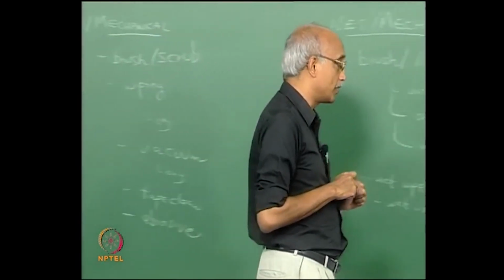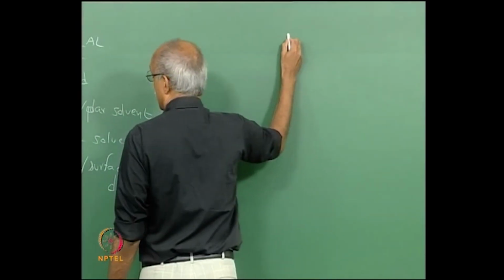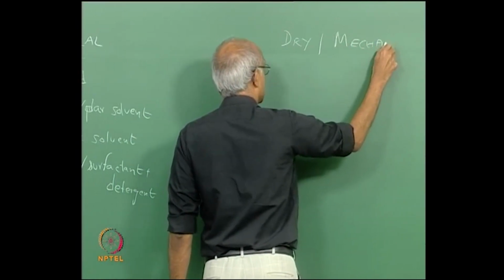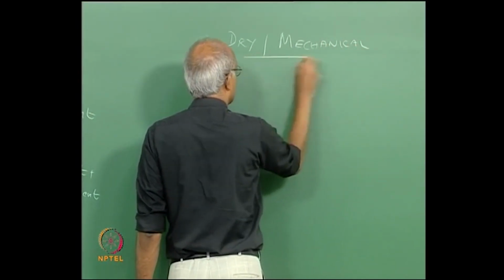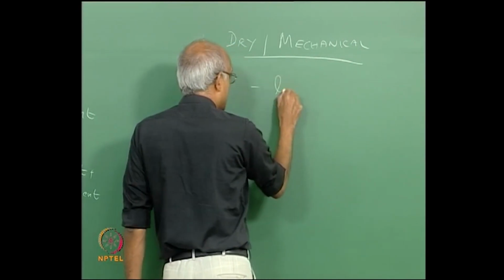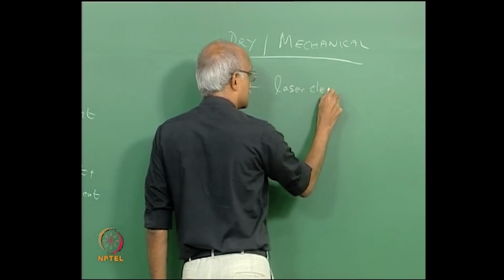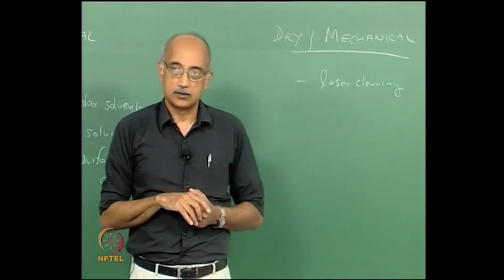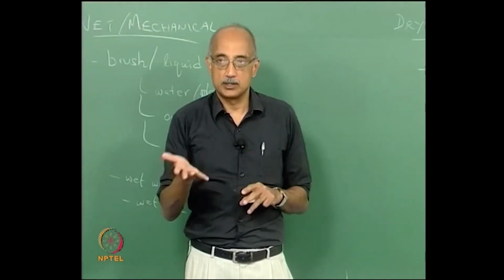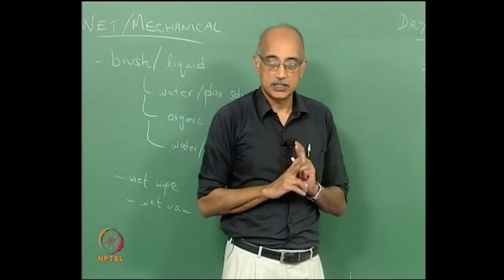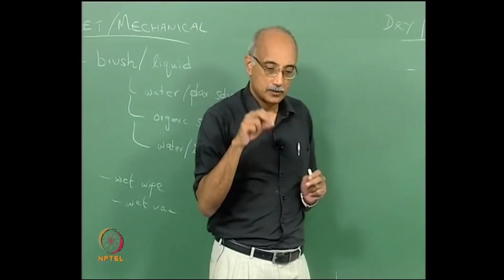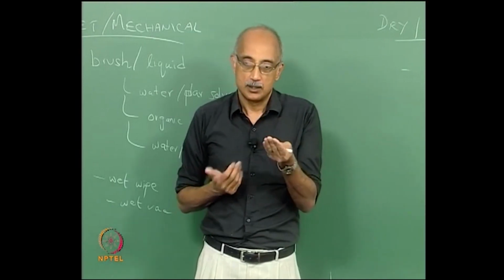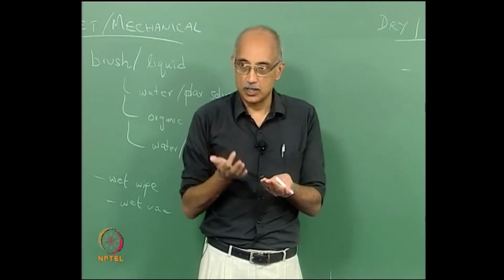Other dry processes for particle removal that are used, again going back to dry mechanical, laser cleaning. It turns out that if you train a laser on a surface, you can actually knock off particles that are on the surface. There's two ways in which this can happen. When the laser hits the surface, if it happens to hit exactly where the particle is, just the energy transfer alone may be sufficient to knock off the particle.